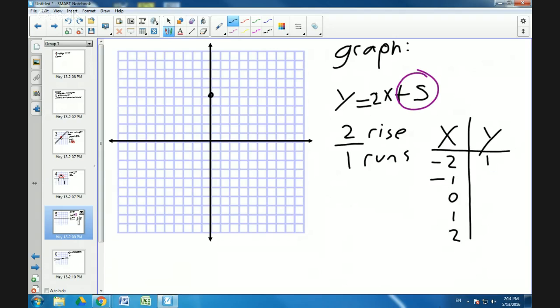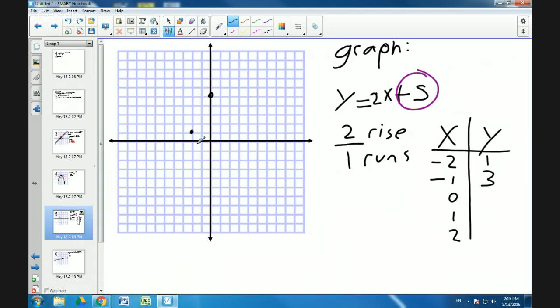So at -2, we'll go up just 1. And that's the point. Now we will go to -1. We plug that in, getting -2 plus 5, which will give us 3. So we'll go to -1 on the x-axis, go up 3.